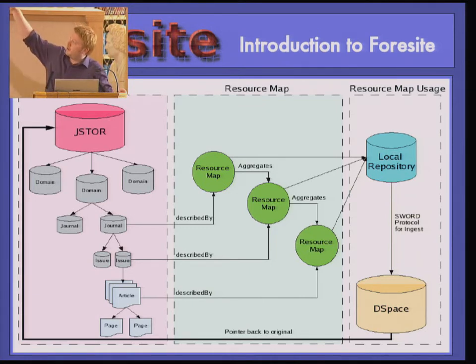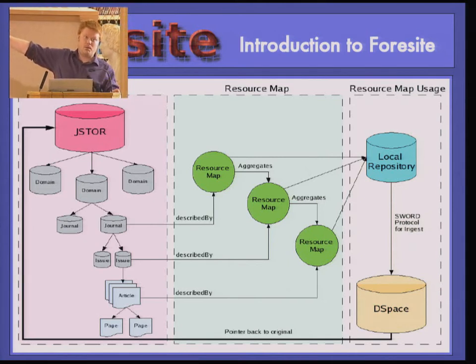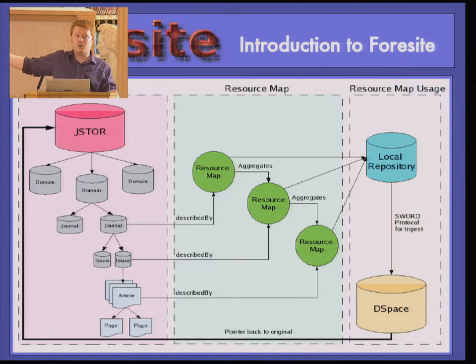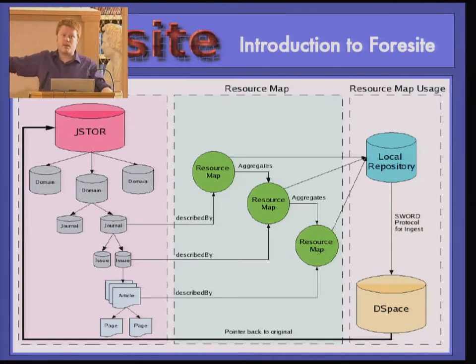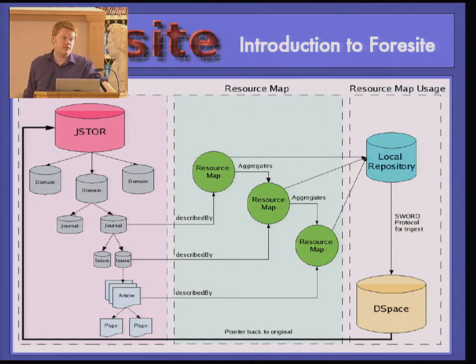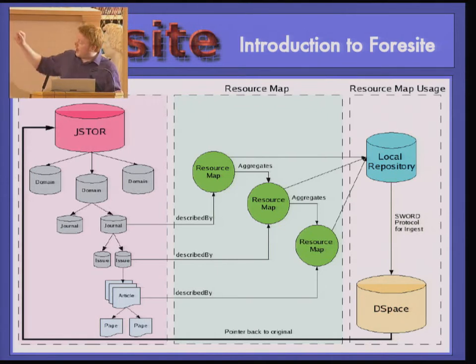So we'll be taking this data from JSTOR, we'll be running it through a transformation process. This is run by the University of Liverpool to turn those into resource maps. We'll be pulling them into a local repository, which is basically just a file store with a SORD client bolted onto it. And then we'll be pushing those resource maps into DSpace using SORD and some augmentations that we've written for it. And those items will then be linking straight back into JSTOR.